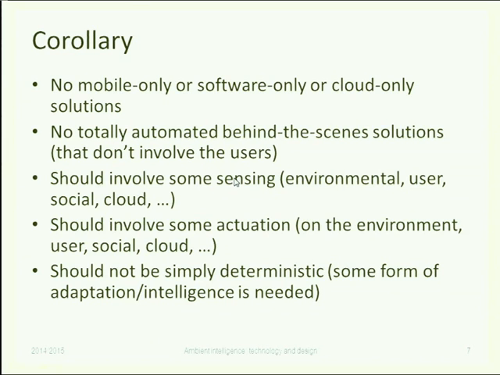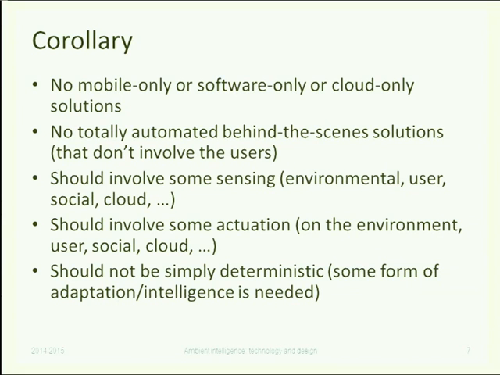It should involve some sensing. And again, I define sensing in a wide sense. Sensing something about the environment, sensing something about the user, sensing something about, in general, the environment of the user, but also through social media or through cloud services or something like that. So it would be okay, I don't know, to sense the user location from his calendar, it's a way of indirect sensing. It's okay, as long as it's not all cloud, it's not all web services, they can be useful. And the same for actuation. Actuation may mean switch this light on or give me a notification on some social media or some mobile device. It's one way of notifying, of actuating something, or giving information.